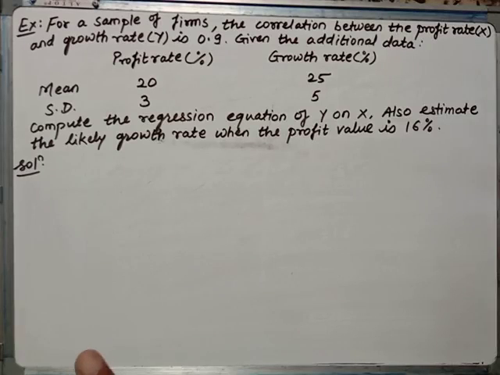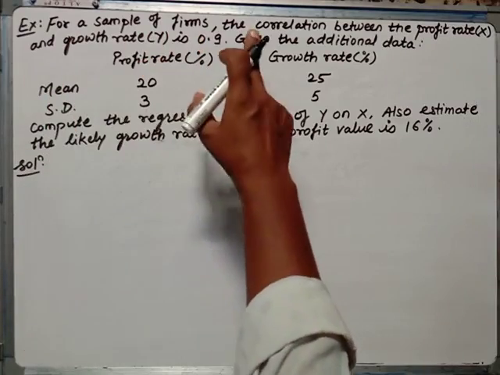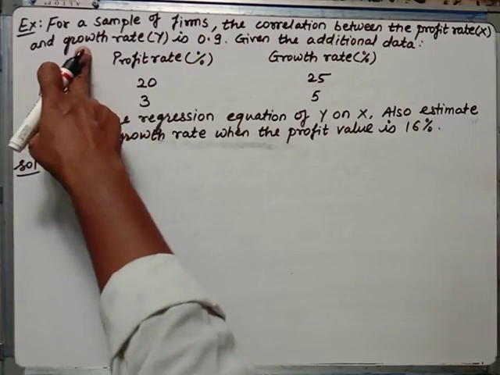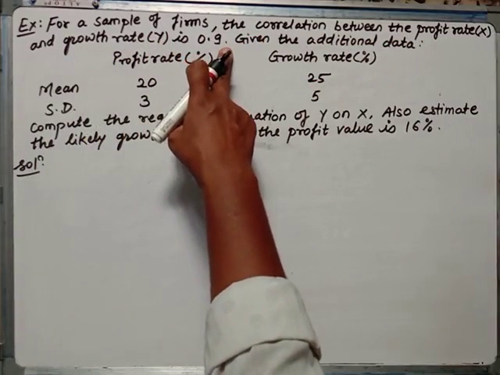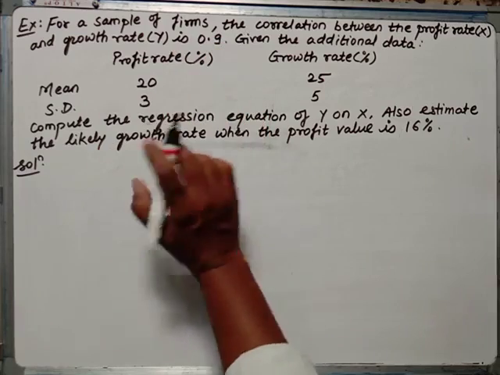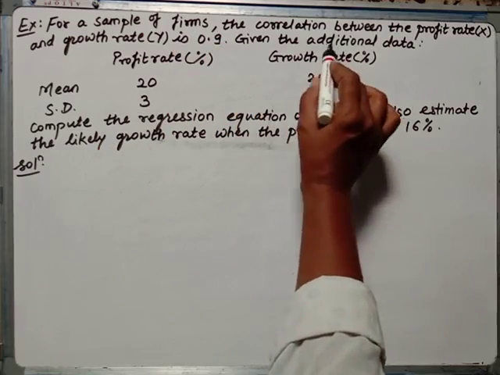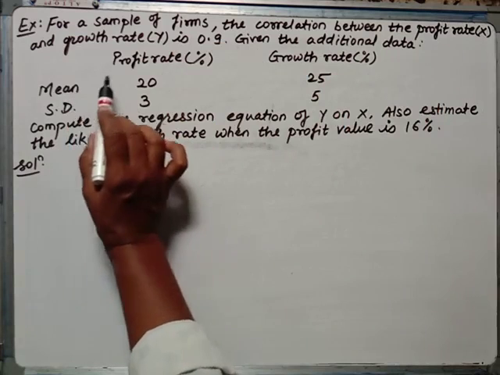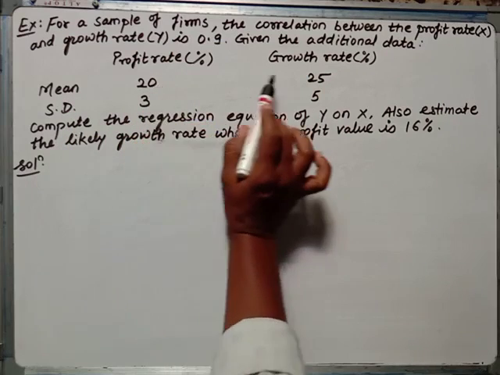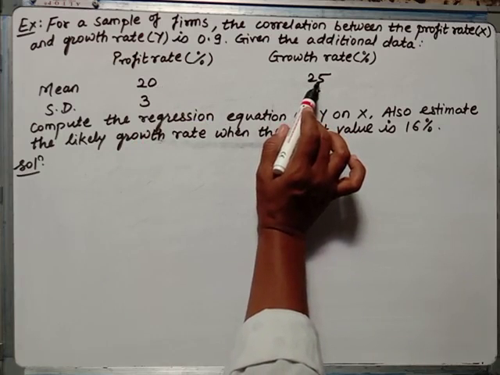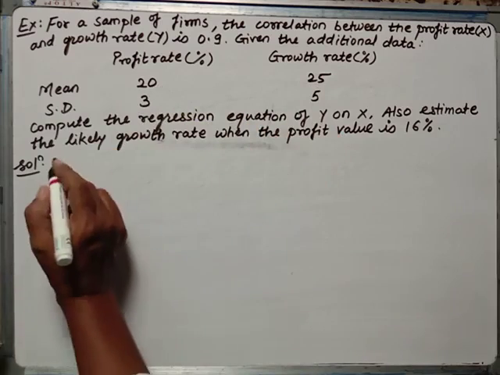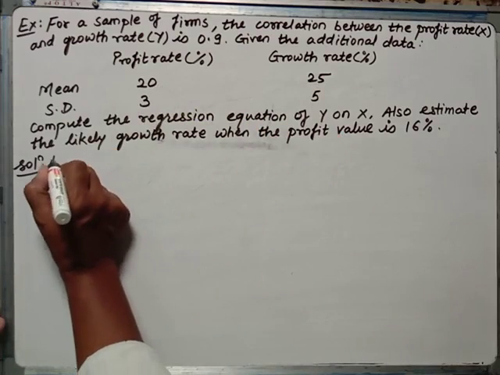The next example is: for a sample of firms, the correlation between the profit rate X and growth rate Y is 0.9. This is R given to us. Also some additional data is given. The mean of the profit rate, X bar, is 20, and the growth rate mean, Y bar, is given. Also the standard deviations are given. So let me write the given things first.